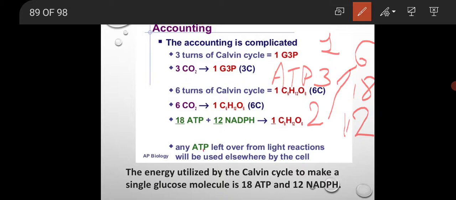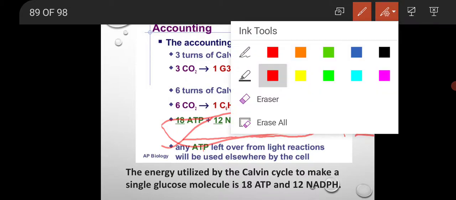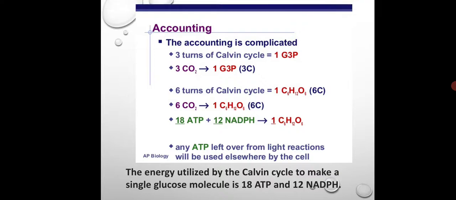ओके, सो दिस 18 ATP plus 12 NADPH, it gives us 1 glucose molecule. So that is a very simple calculation. Just this step you have to keep in mind. अगर आपको पता है कि एक साइकिल रन करने के लिए आपको 3 ATP और 2 NADPH की ज़रूरत पड़ती है, तो 6 साइकिल रन करने के लिए आपको 18 ATP और 12 NADPH की ज़रूरत होगी. सो दैट इज़ द simple thing to understand.